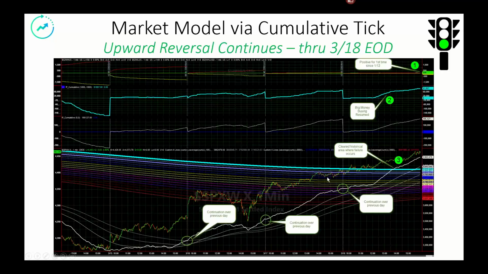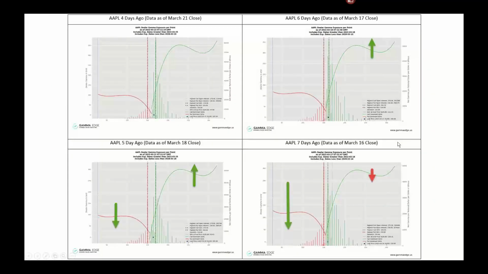There was no reason not to. We had cleared what we call the historical ribbon, which is an area of past failure. We finished high on the filtered cumulative tick, which shows the institutional participation. So things were looking really, really good.